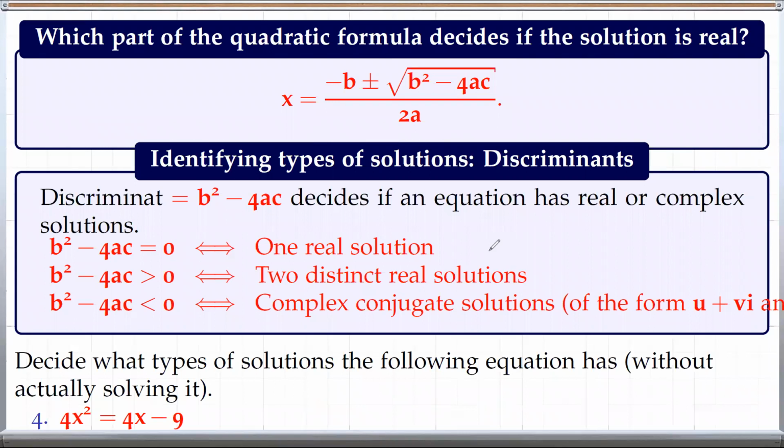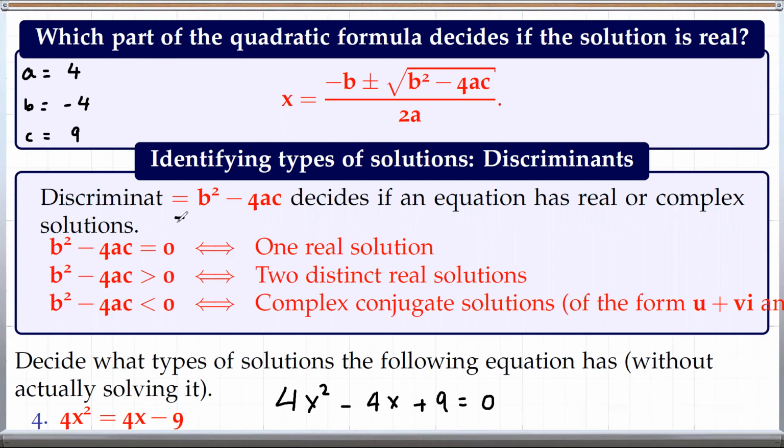Okay, let's look at the next example now. Here we have 4x squared equals 4x minus 9. Again, the first step is to write it in the standard form. 4x squared minus 4x plus 9 equals 0. Let's subtract 4x from both sides, add 9 to both sides. And now we can identify the values of a, b, and c. These are the coefficients. So a is 4, b is -4, and c is 9. Using that, we can calculate the discriminant b squared minus 4ac.